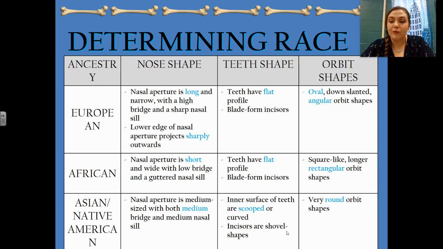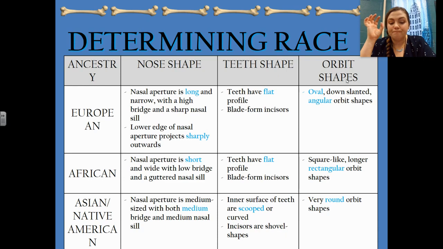And the incisors are shovel-shaped. If you don't know what an incisor is, it's your front tooth, next to the canine. Their incisors are more shovel-shaped, which just means, again, they have a scoop. For their orbits, that's your eye sockets. Okay, so European descent eye sockets: oval, down slanted, angular orbit shape.